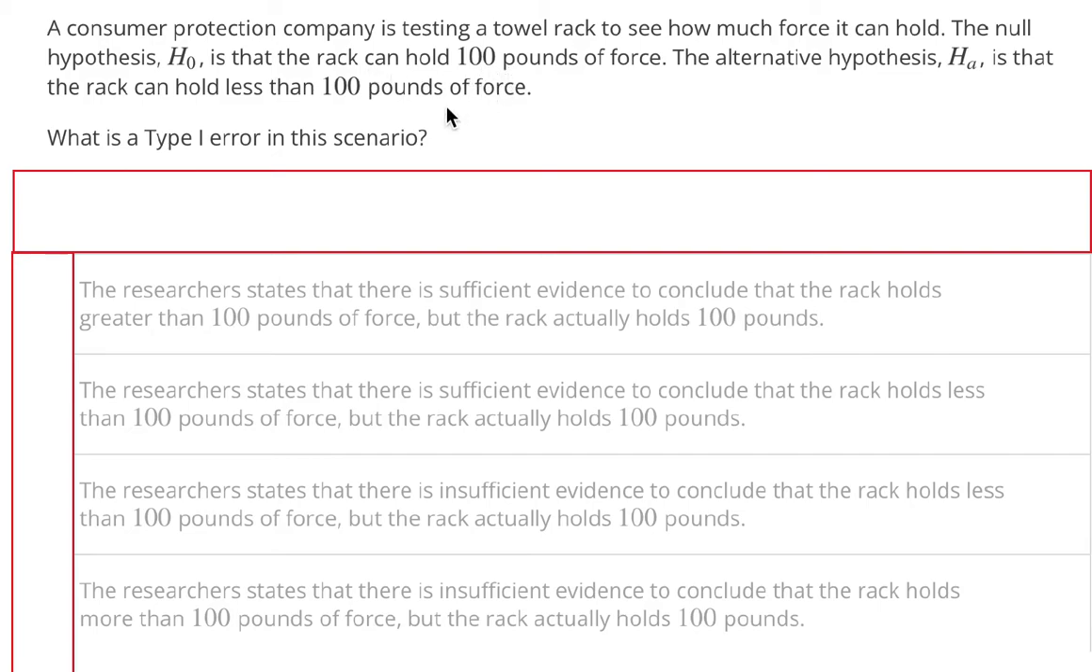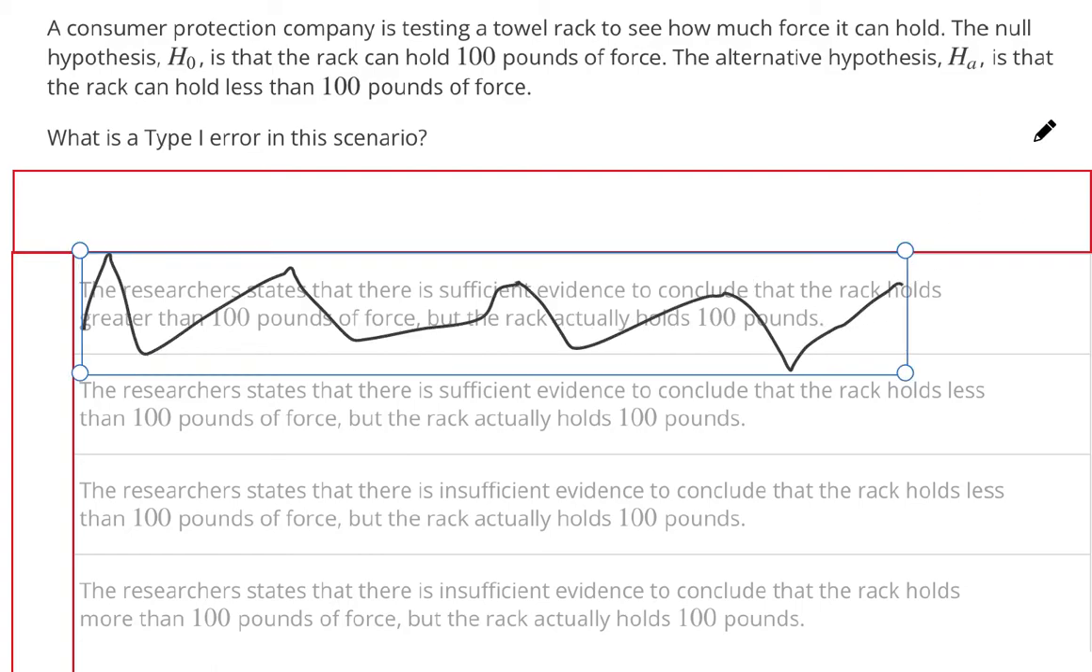Okay, so we're supposed to identify the Type 1 error. The researchers state that there is sufficient evidence to conclude the rack holds greater than 100 pounds of force. With a Type 1 error, you're rejecting the null in favor of the alternative. Being greater than 100 pounds of force is different than being less than 100 pounds of force, right? So that's not a Type 1 error, because we're not rejecting the null in favor of the alternative. That's rejecting the null in favor of some other hypothesis.